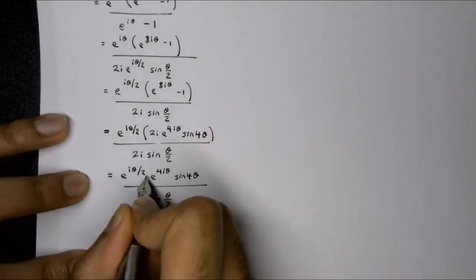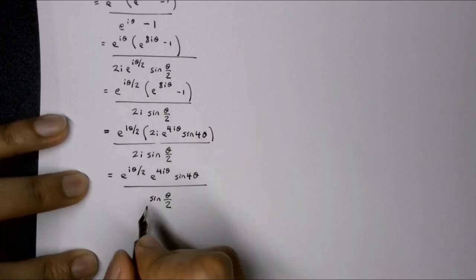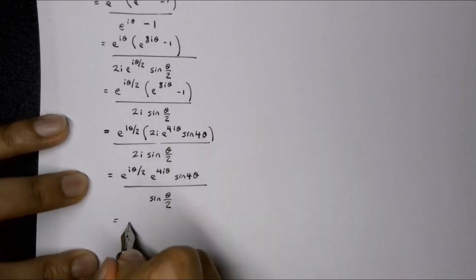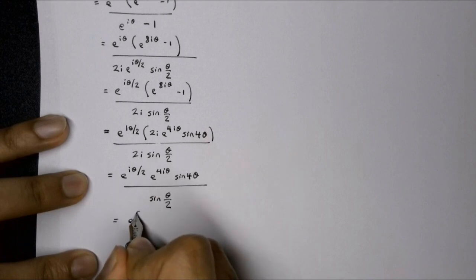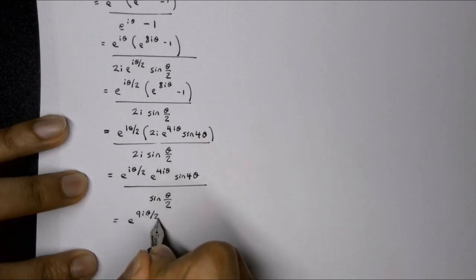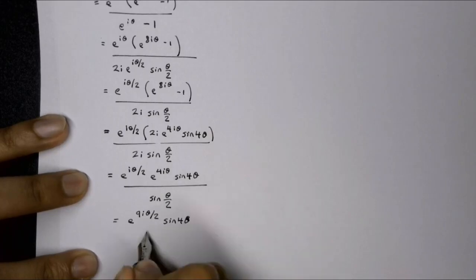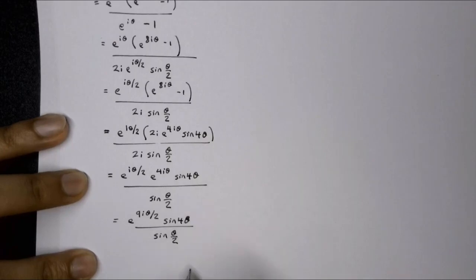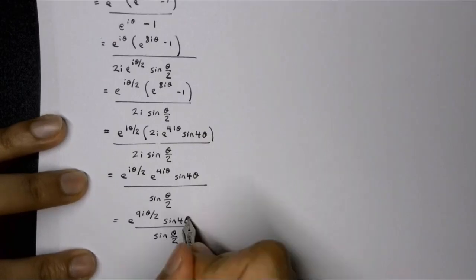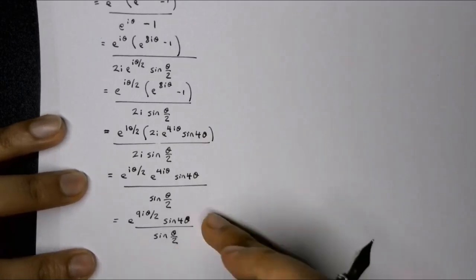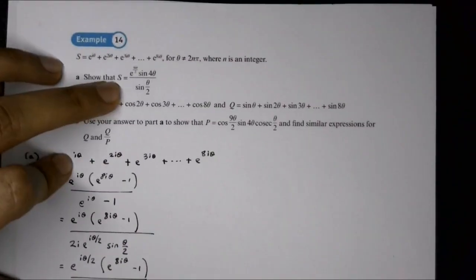Now e to the i theta over 2 times e to the 4i theta, that's just e to the 9i theta over 2, and then we multiply this by sine of 4 theta, and then we divide by sine of theta over 2. So this is the result which we wanted to show over here.